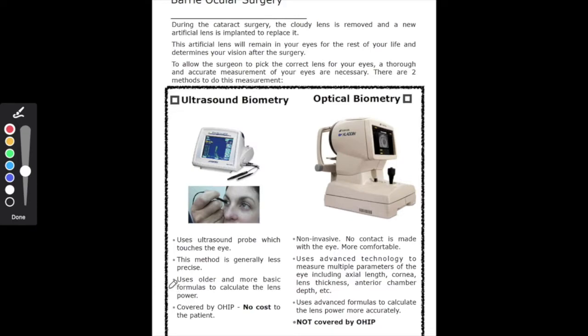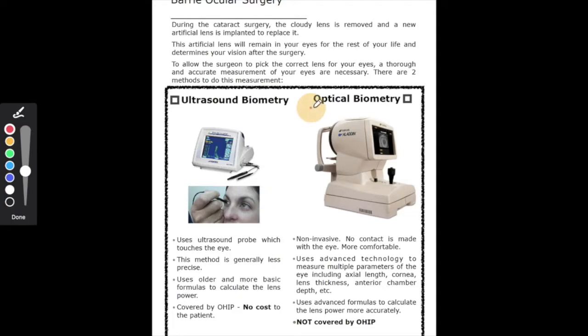This technology uses older and more basic formulas to calculate the lens power. These formulas are about a decade old. Now, the good thing about this method is that it's covered by OHIP, so there's no cost to you. However, again, it's variable and it depends on older technology and older formulas.